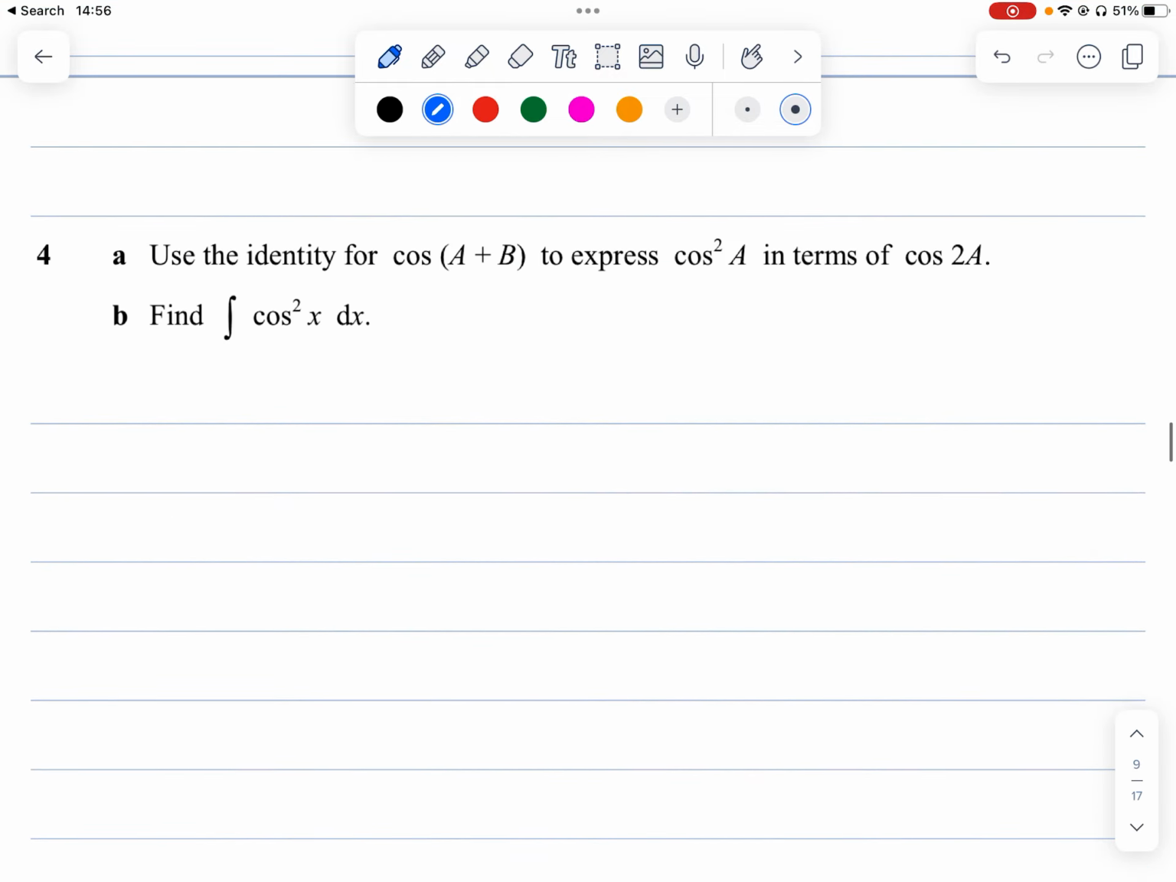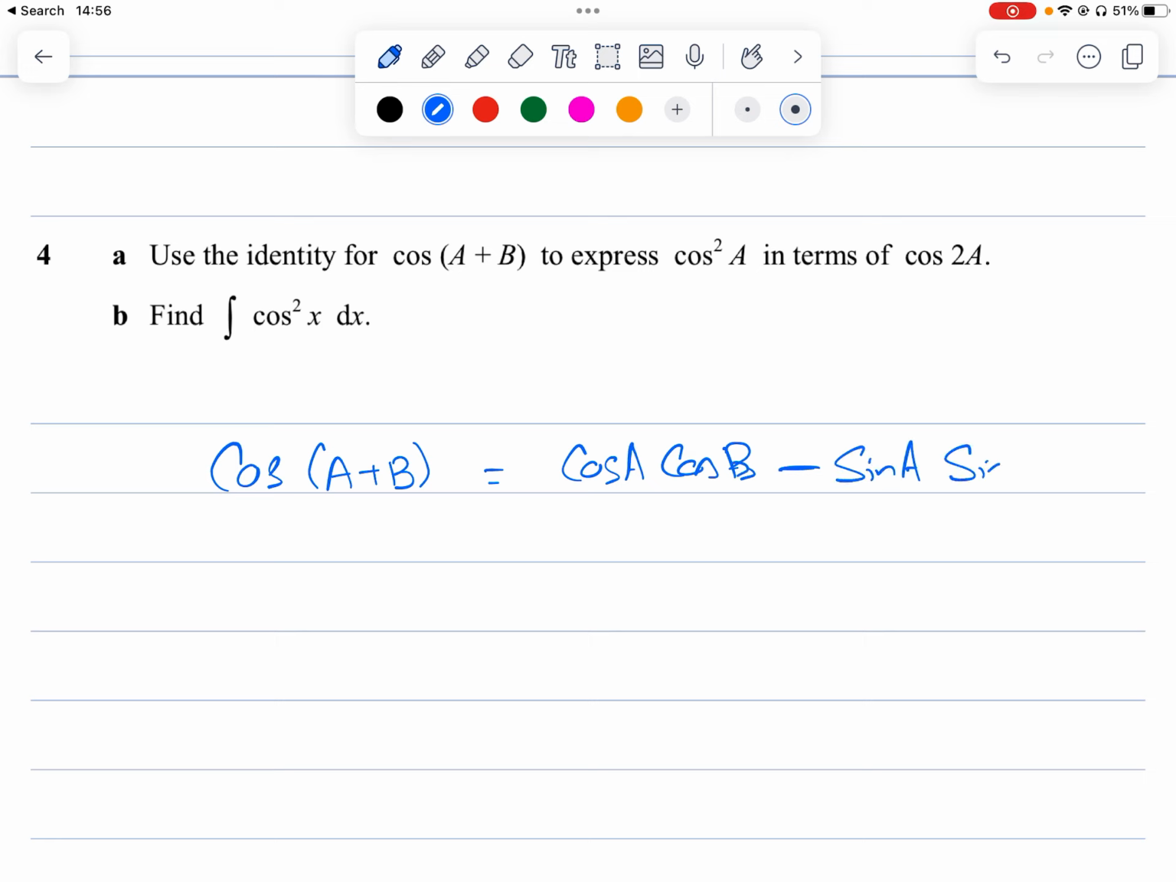Question number 4. Use the identity of cos(a + b) to express cos square a in terms of cos 2a. Cos(a + b) formula, from the formula booklet you can write it as cos a cos b minus sin a sin b. But I want cos 2a. Cos 2a can be written as cos of a plus a. So over here b is also a. So it becomes cos a cos a minus sin a sin a.